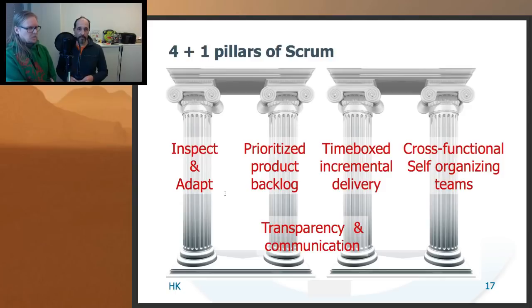And then transparency and communication, which means that whatever the team does, everybody needs to easily understand what everybody is working on.